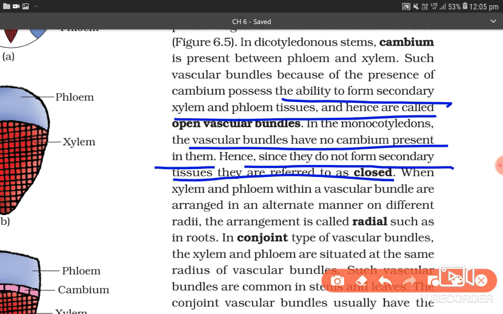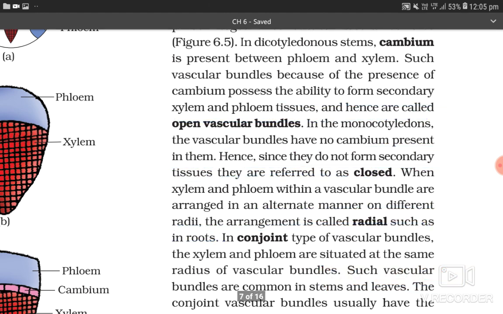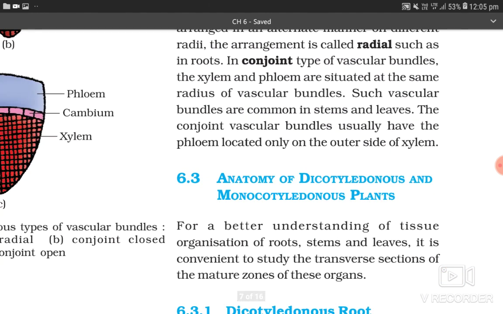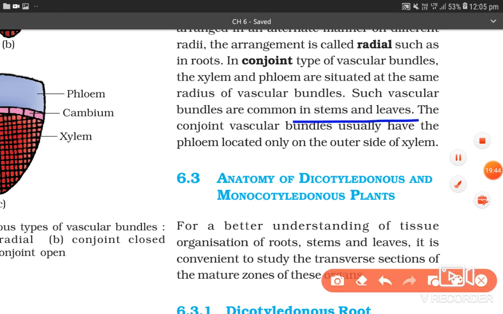When xylem and phloem within the vascular bundle are arranged in an alternate manner on different radii, the arrangement is called radial, such as in roots. In conjoint type of vascular bundles, the xylem and phloem are situated at the same radius of the vascular bundle. Such vascular bundles are common in stem and leaves. The conjoint vascular bundles usually have the phloem located only on the outer side of the xylem.